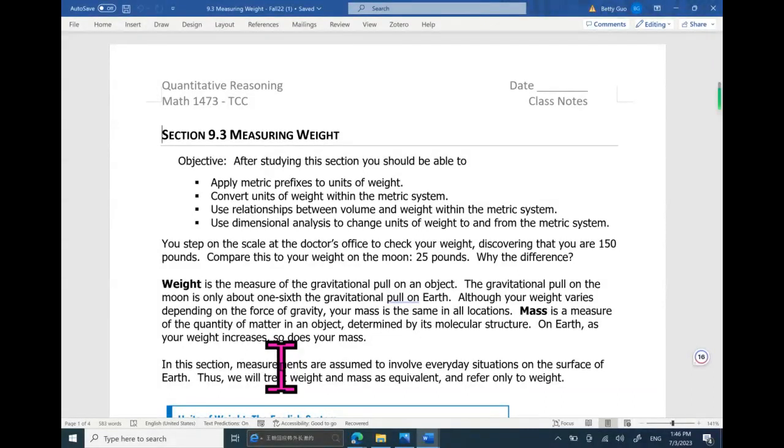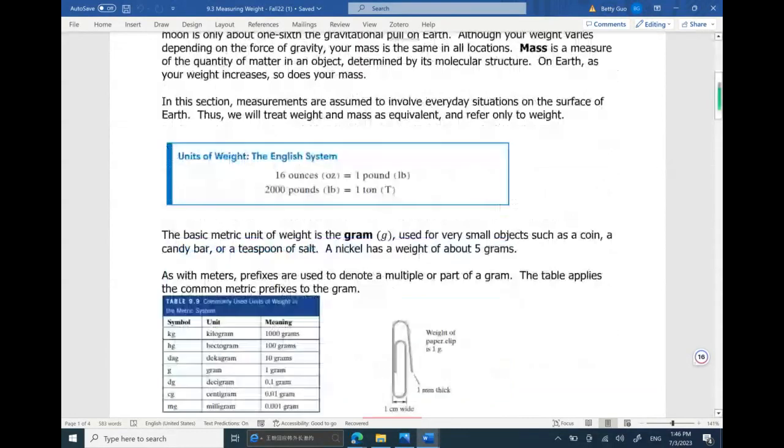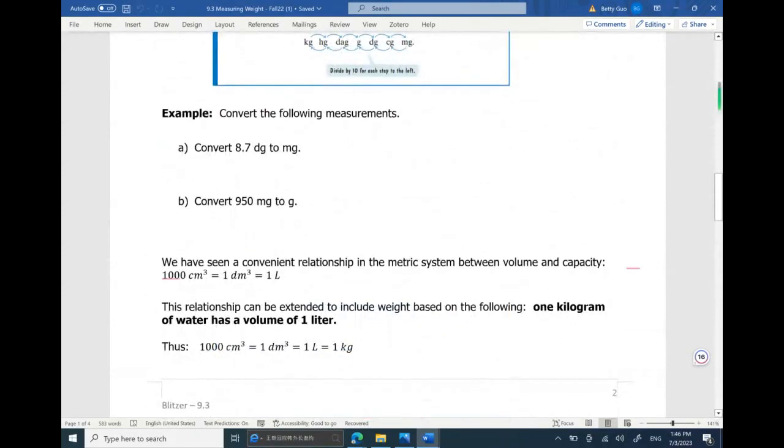Okay, the last section of this chapter, section 9.3, we are going to see how we measure weight. Pound is a unit in the English system. Grams or kilograms are units in the metric system. Let's go straight to the problem. Convert 8.7 decigram to milligram.